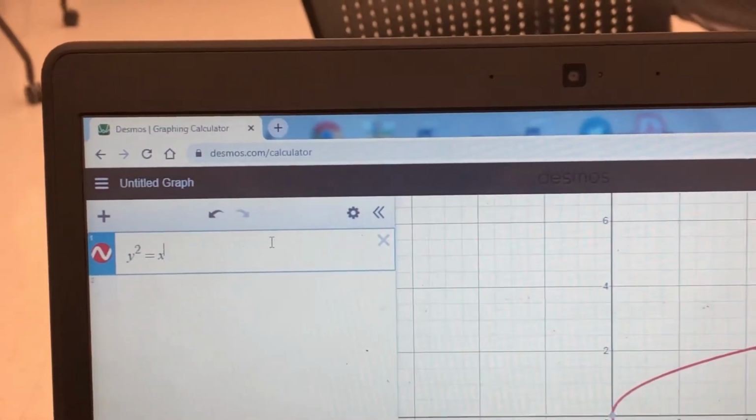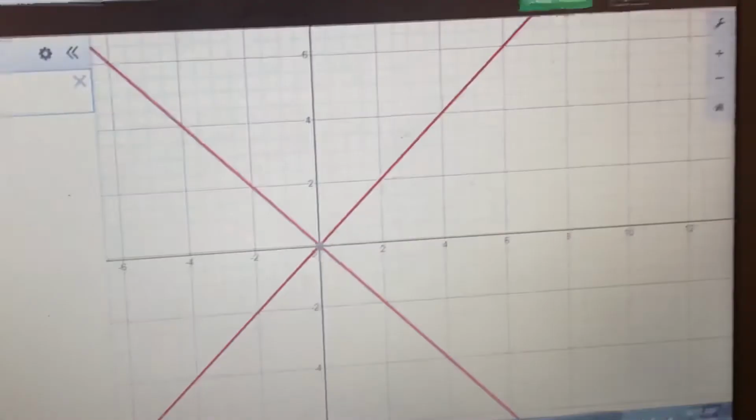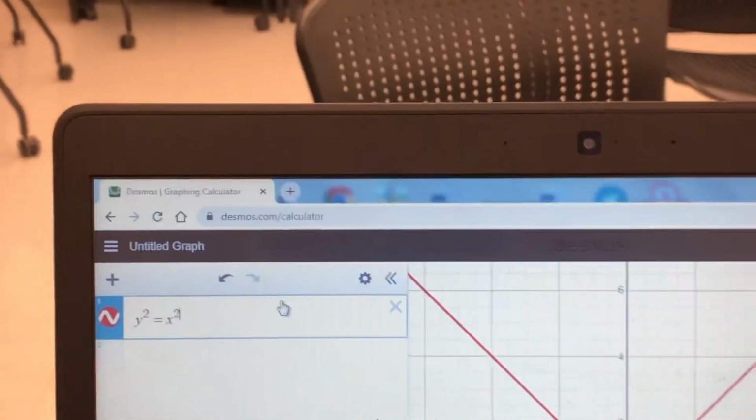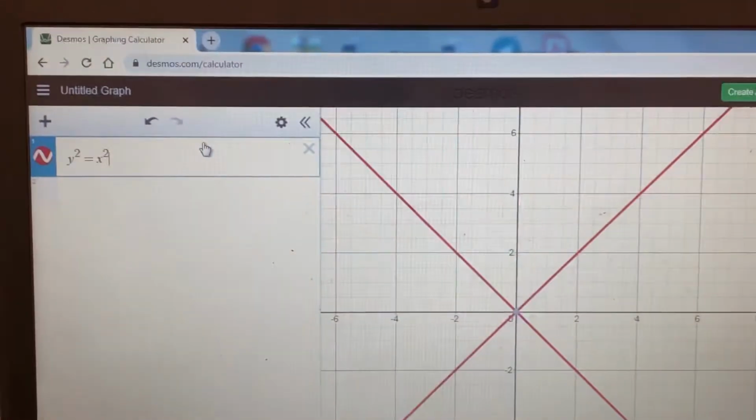But we're not done. X squared. Wait, what? That's a giant X. There's a reason why. But we're not done. Plus something. What was it? Plus 2. All right, so without the plus 2, it kind of looked like that.